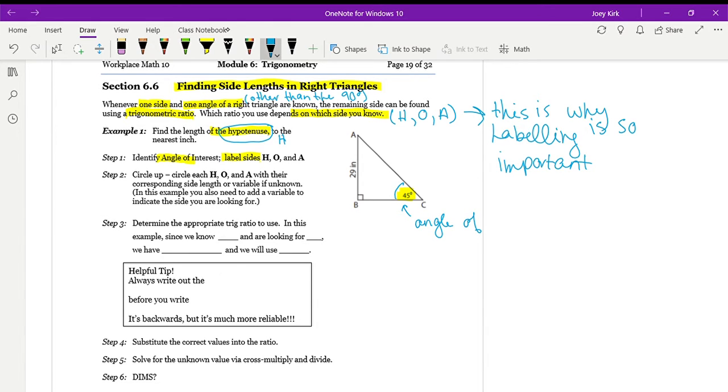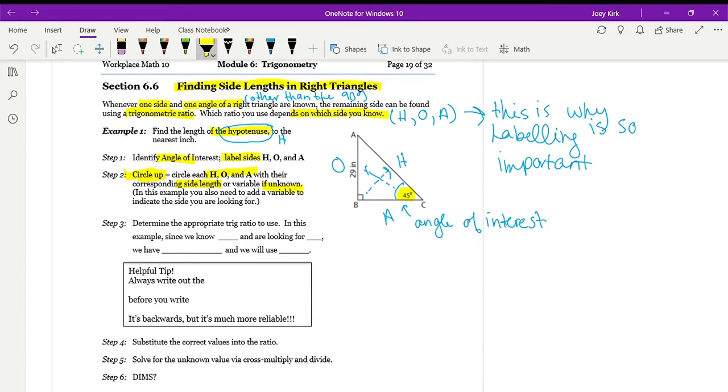And then we're going to label the sides. So angle of interest, now we know our opposite is going to be opposite the angle of interest. Our hypotenuse is opposite the right angle, and whatever's left over is our adjacent. Step two, circle up. So we are going to circle each of the sides, H, O, and A, with their corresponding side length. If they don't have a side length, they're considered unknowns.